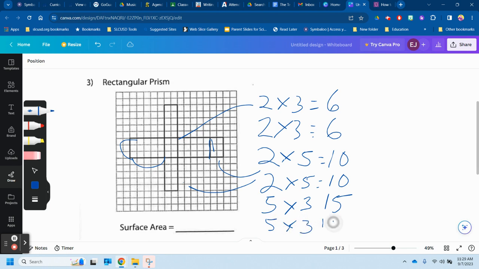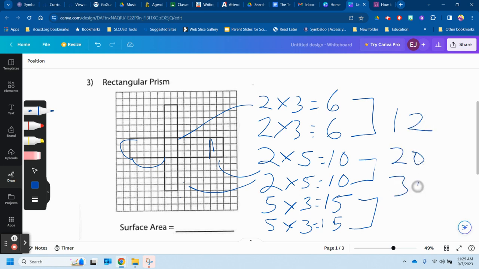And in class, what we kind of worked out is we have our bottom and our top, we have our front and our back, and we have our side and our side. So you really could just find the front, the bottom, and the side and times each of those by 2. So really we end up with 12 plus 20 plus 30, and we get 62. And it's square feet. It's feet squared.